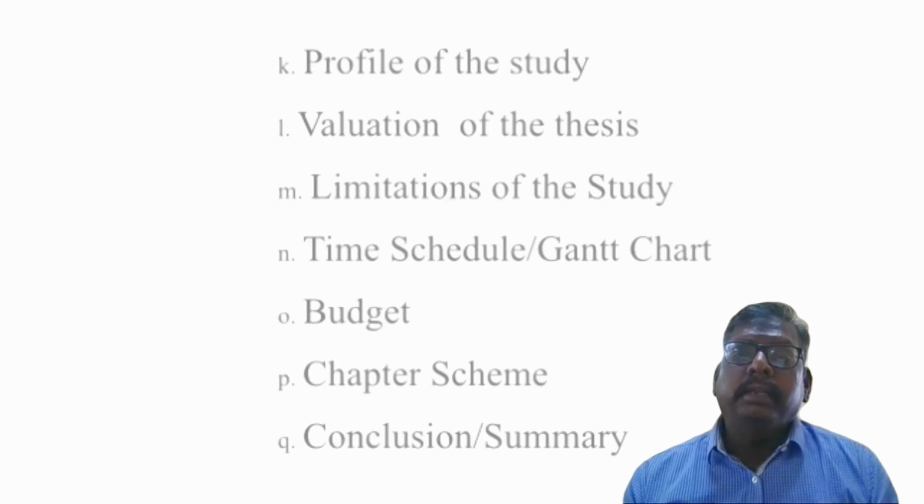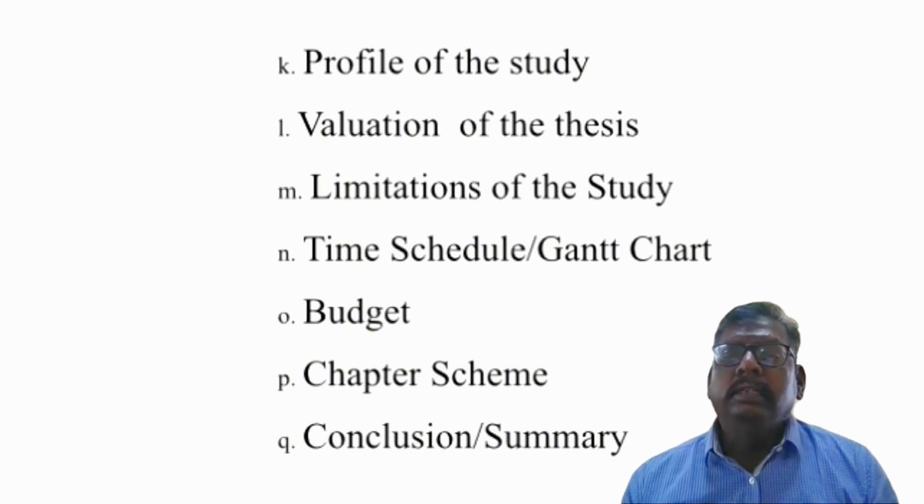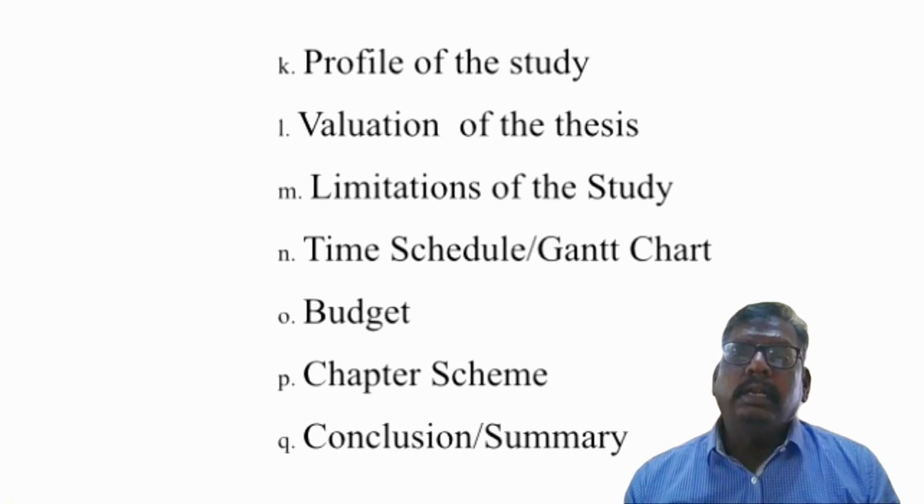Then the profile of the study, then the valuation of the thesis. The valuation of the thesis must be explained in statistical ways; you have to justify it. Then the limitations of the study, then the time schedule or Gantt chart, the budget, then the chapter scheme, then the conclusions or the summary. So these are all the contents that should be mentioned in chapter 1, the introduction chapter.